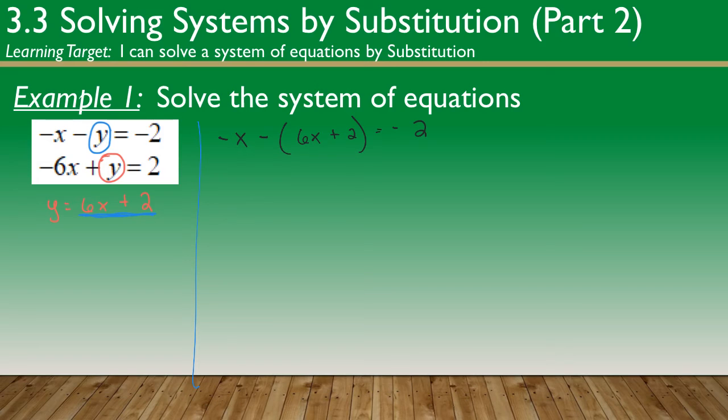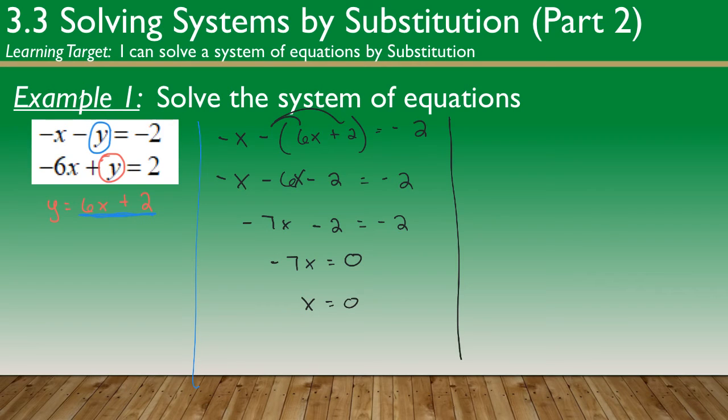Okay, so now we just need to solve. So let's distribute this negative. So that would be negative x minus 6x minus 2 is equal to negative 2. So now we have negative 7x minus 2 is equal to negative 2. If I add 2 to both sides, I now have negative 7x is equal to 0. So x is 0. Okay, so now we're going to go back and solve for y, and we can use that new equation that we created, y is equal to 6x plus 2. So if I sub 0 in for x, I get y is 6 times 0 plus 2. So y is 2. So there is our solution. We have x is 0 and y is 2.